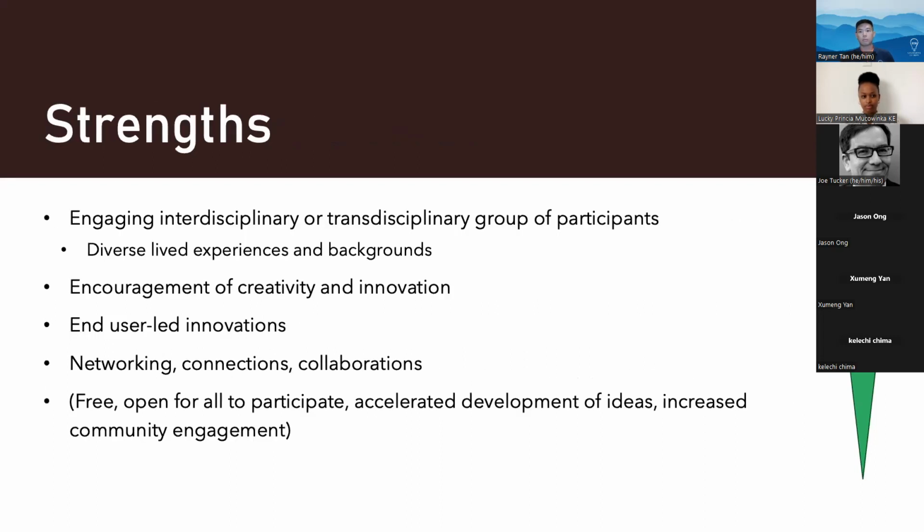Now, some of the strengths of using a Designathon were, again, very similar around the fact that the participants were quite diverse. So that encouraged creativity and innovation. And the end products are end user-led innovations, which is also a key strength of this approach. Studies also mentioned the opportunities to network, have connections, and future collaborations.